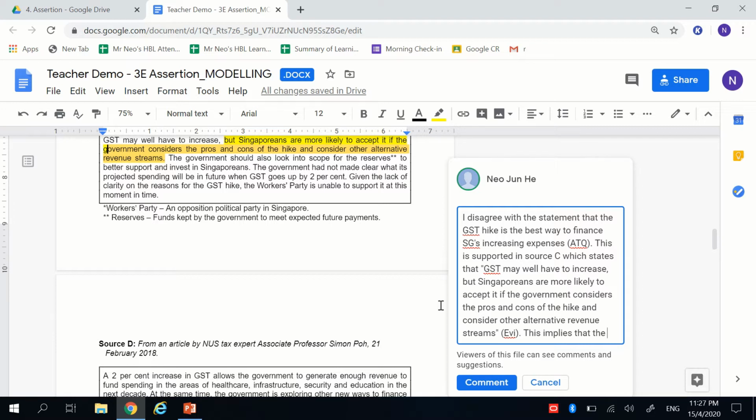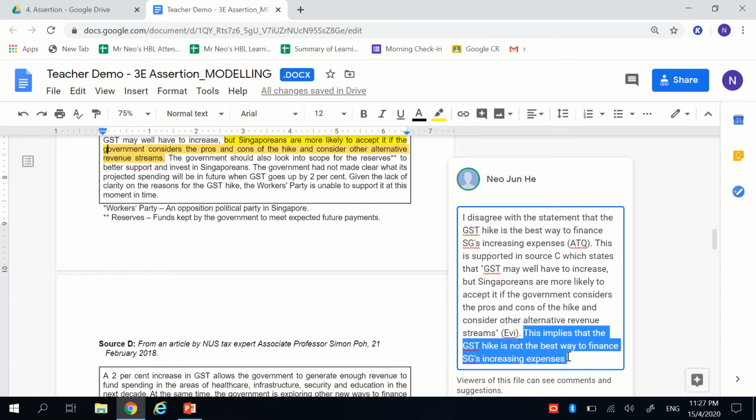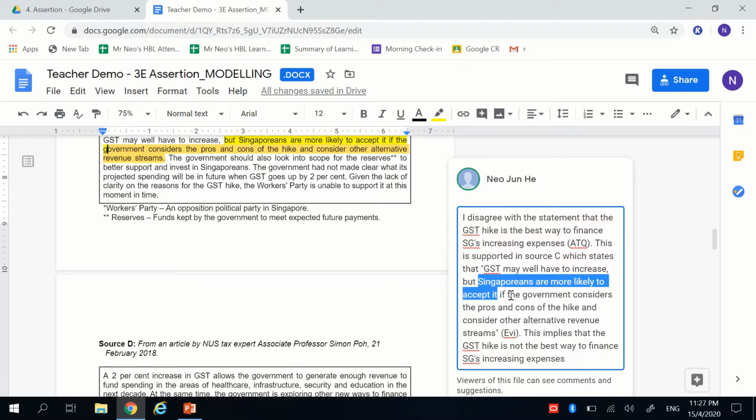What's your main argument again? This implies that my argument is the GST hike is not the best way to finance Singapore's increasing expenses. I like to call this repeating the argument. I mention this every single time. Please check my videos in the past for a better understanding of what I mean. So, a good explanation links your evidence to your argument. This implies that the GST hike is not the best way because of this part.